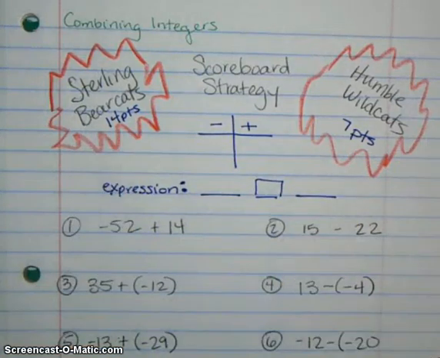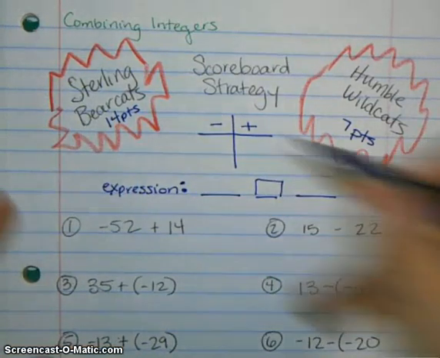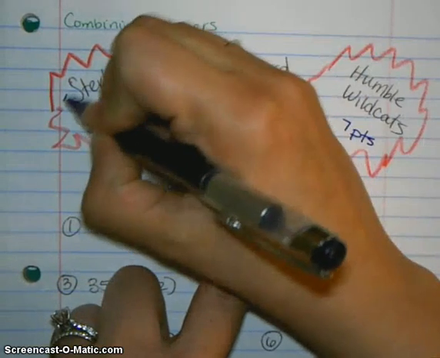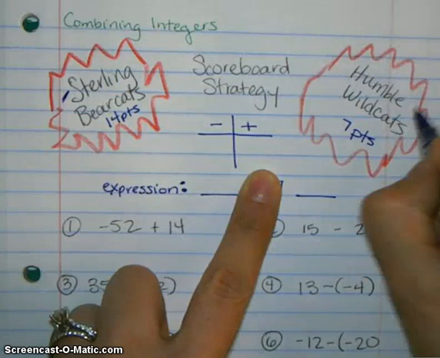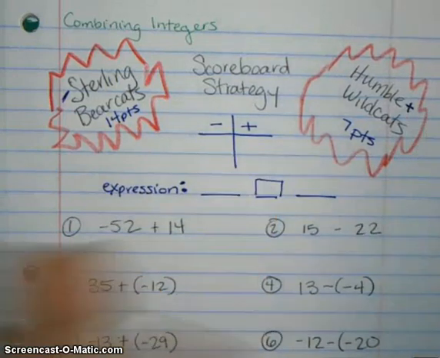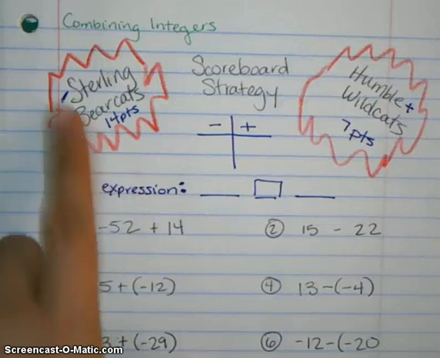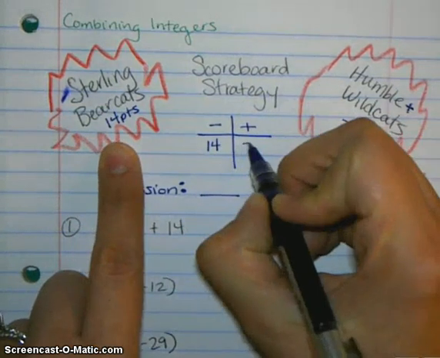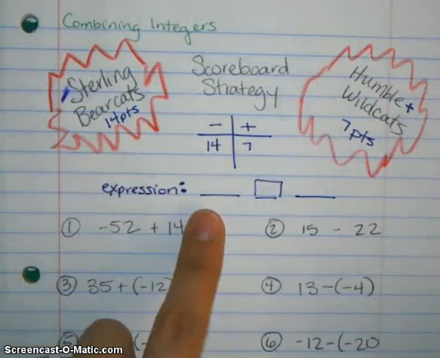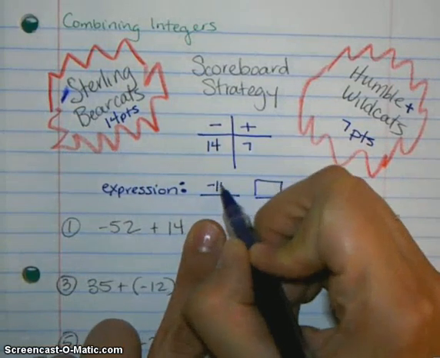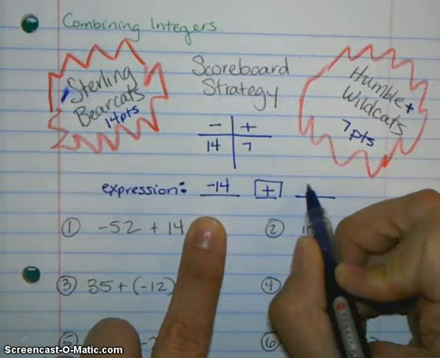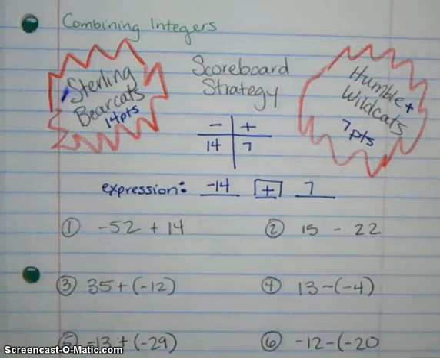Okay, so let's talk about integers in terms of teams. So we have the negative team and we have the positive team. So let's say that the Sterling Bearcats are going to be the negative team and the Humboldt Wildcats are going to be the positive team. So that means the Sterling Bearcats have 14 points and the Humboldt Wildcats have 7 points. So if I wrote that in expression, it would be negative 14. And I'm combining this, which means adding, and 7 points is for the positive team. So this would be negative 14 plus 7.